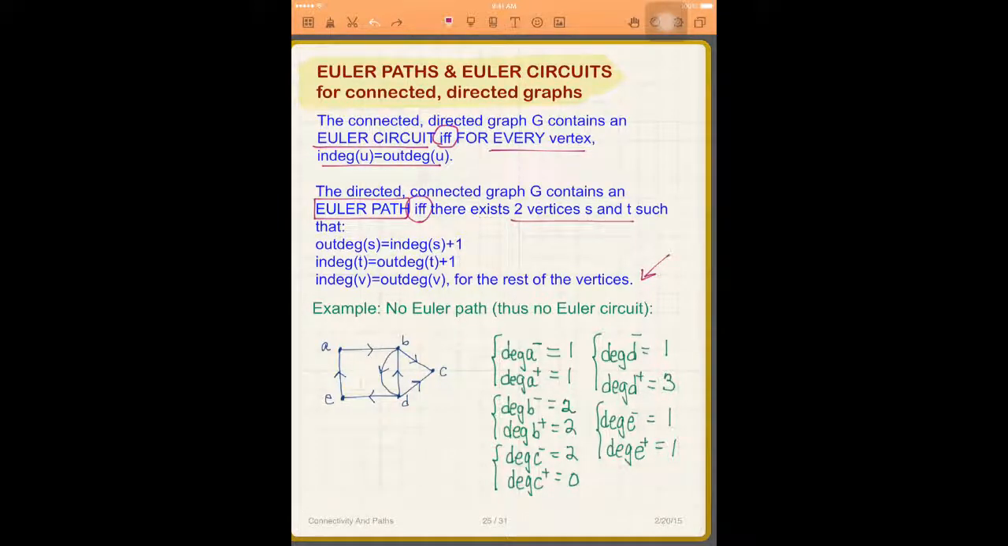Here's an example where we do not have an Euler path, so that means, of course, we won't have an Euler circuit. I wrote down the degrees. Remember, we use the notation for in degree, a superscript of a minus sign, and the out is a plus. So how many edges are coming in to the vertex A? Well, just one. Going out is 1. So in degree is 1, out degree is 1. List the rest of them. You notice it does not satisfy either of the two theorems, so I'm not going to have an Euler path, and I won't have an Euler circuit, since this is a necessary and sufficient condition.